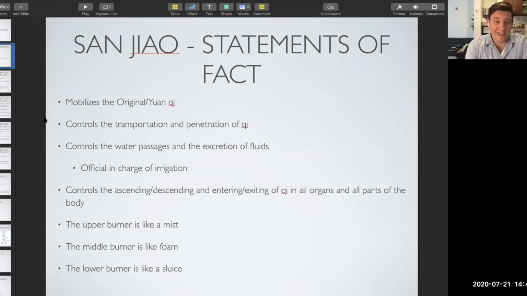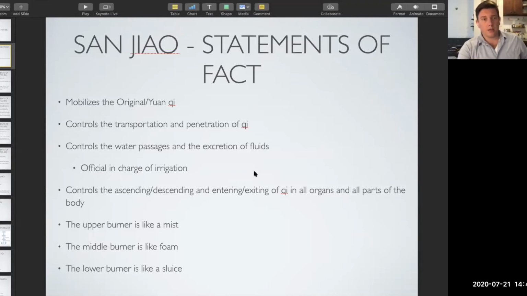It controls the ascending and descending and entering and exiting of qi in all organs and all parts of the body. Anytime in Chinese medicine I bump up against those sorts of phrases, part of me goes, okay, that's too big of a statement. It's kind of hard to parse that. What do you mean all organs and all parts of the body? And controls, this feels big.